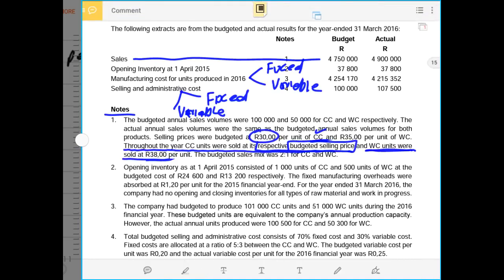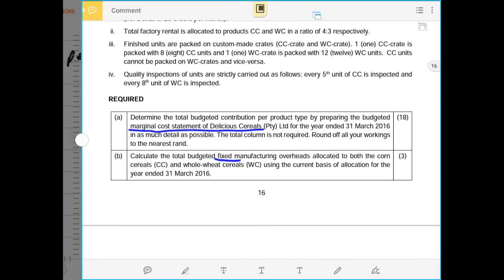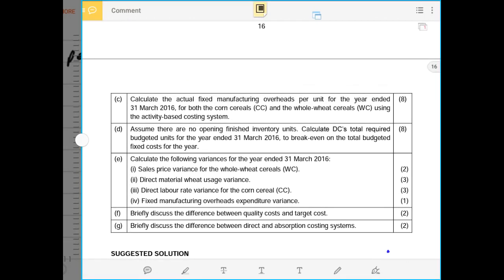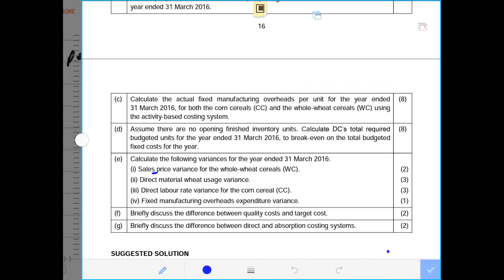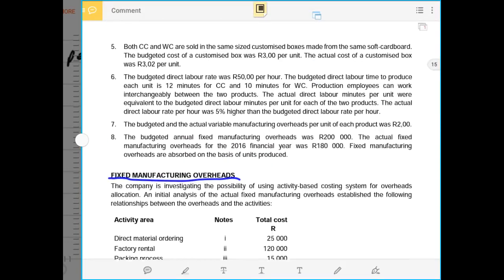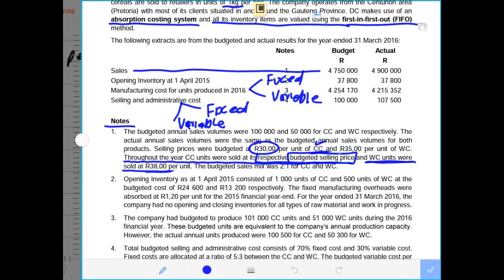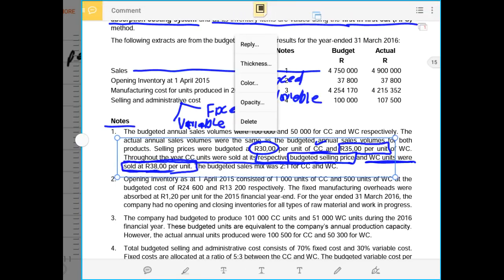And now if you look at this part, it's also in line with the question that we're required to do. Because in the requirements, when it comes to the variance, we're required to calculate the sales price variance for product WC, which is whole wheat. Why they require us to do that is obviously because there was a variance with regard to this product. Because what they budgeted in terms of selling price as 35 Rand was no longer the same as 38 Rand. It does not mean that if there is no variance, you will never be required to do the calculation of the variance. You can still be required to do so.